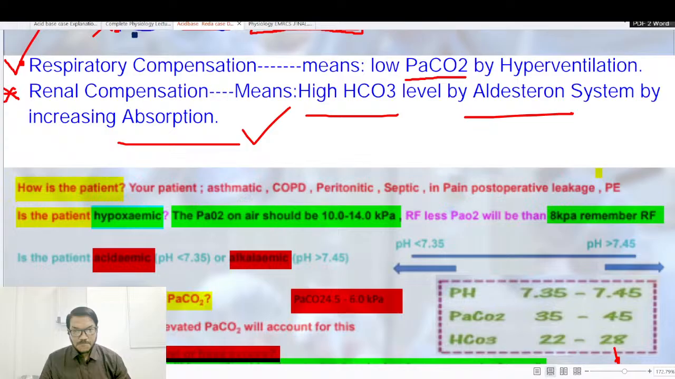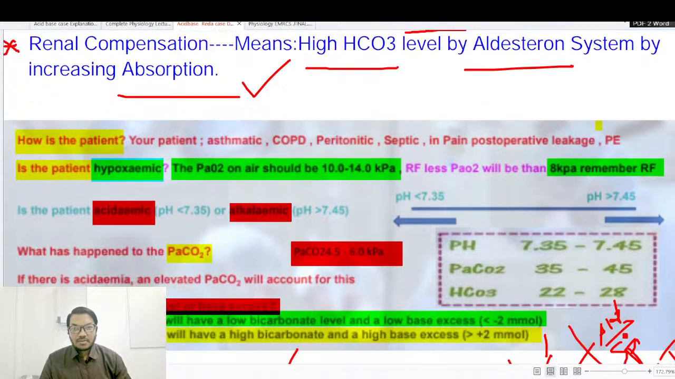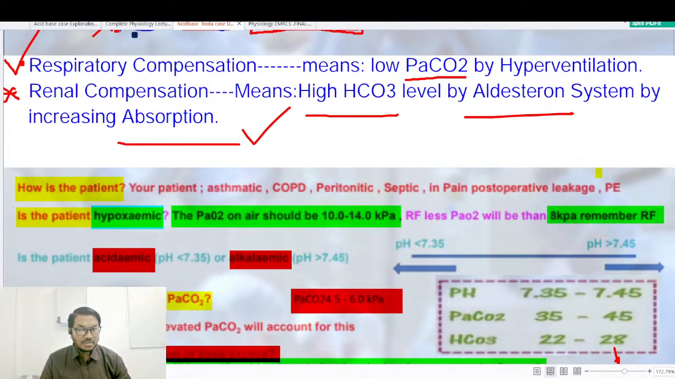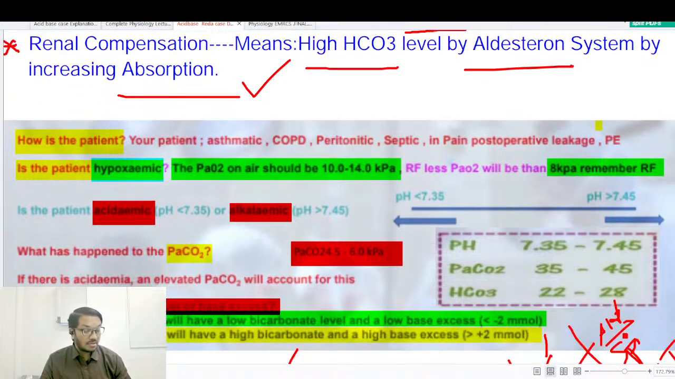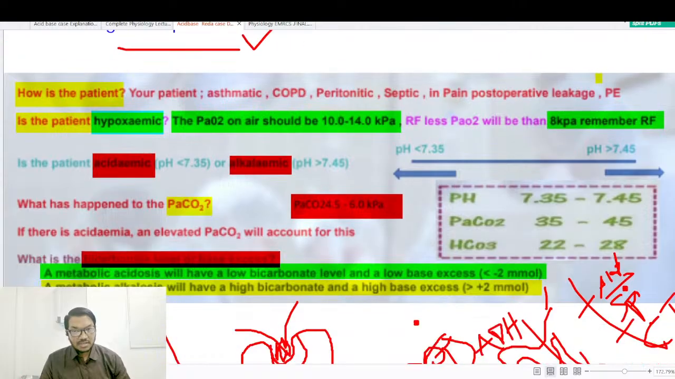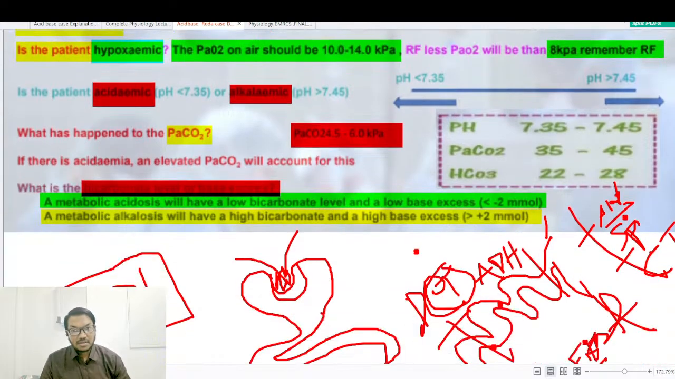Okay, again the same question. How is the patient's oxygen level, meaning partial pressure of oxygen on room air? It should be 10 to 14 kilopascal. If it is less than 10 kilopascal, it means the patient is in respiratory failure. And then the pH level, whether it is acidic or alkalotic, then carbon dioxide level, bicarbonate level, color.